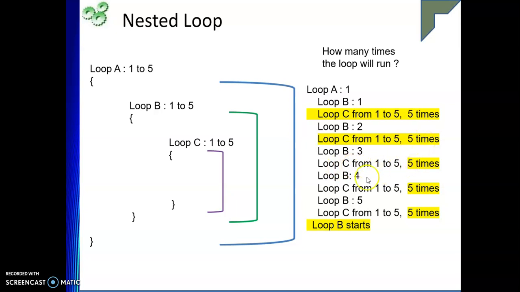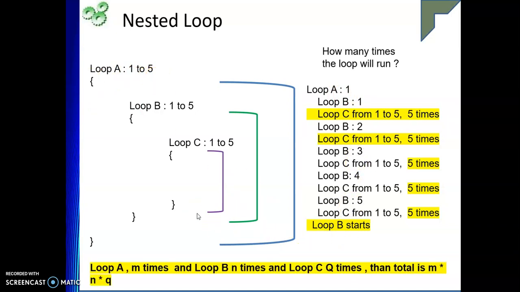Again, loop C will go similarly to the two loops, right? So now, how many times will loop C be executed? You can see for B from 1 to 5, loop C goes 5 times each, so 25 times. Then loop A will go another 5 times. In the previous case we had 5 into 5; here it will be 5 into 5 into 5, which is equal to 125.